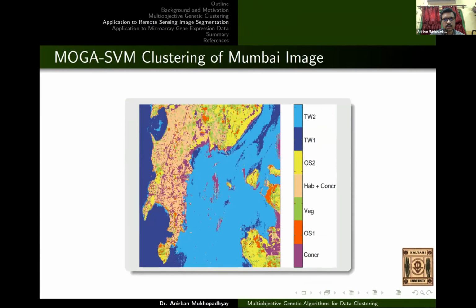Whereas in our case, it is clearly classified into 2. So this part has a particular spectral property, and this part of the sea has another particular property. And there is a lot of confusion between the habitation and the concrete. Because they are likely to have confusion regions, the buildings and the concrete regions must have some overlap, and that is clearly visible from this image.